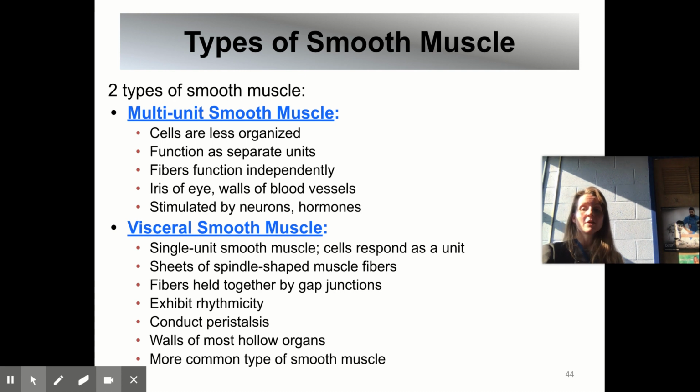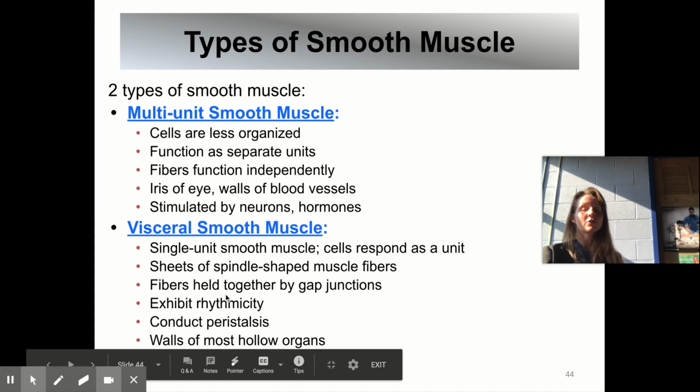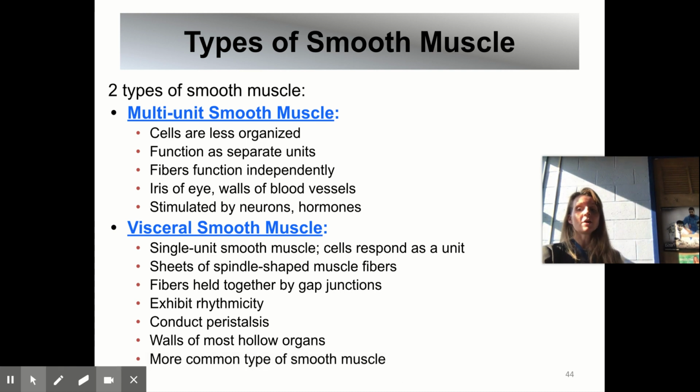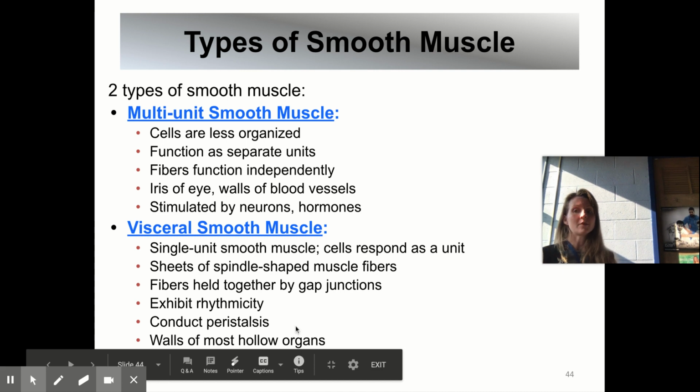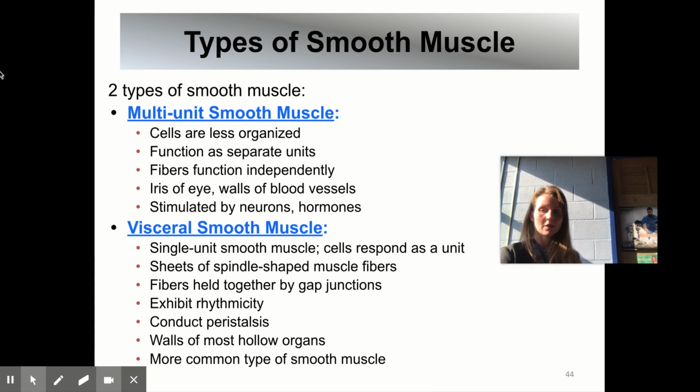They exhibit rhythmicity, so they work together. So that peristalsis action of like squeezing food down, right? And hollow organs, meaning like your small intestine, your large intestine, which moves food down your digestive tract. Okay. Ooh, and it's the more abundant type of smooth muscle.